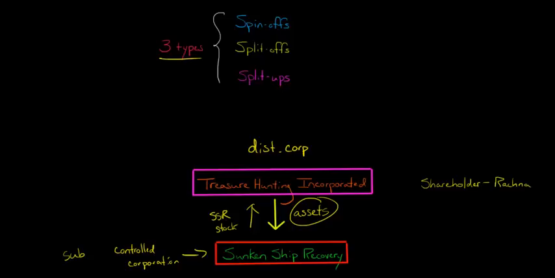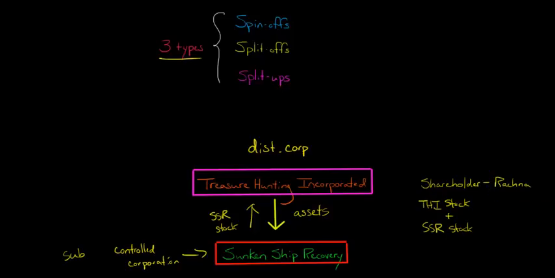Now, once Treasure Hunting Incorporated gets that stock of the subsidiary, they're going to turn around and give it to Rachna. So Rachna, who started out as the shareholder of Treasure Hunting Incorporated, so she had stock in, we'll call that THI stock, now she's also going to have SSR stock. Now if this were taxable, if it wasn't tax-free, this would be a dividend. Rachna would be taxed as a dividend. But we're assuming here that it's going to count as a tax-free reorganization, so she's not going to be taxed as a dividend.